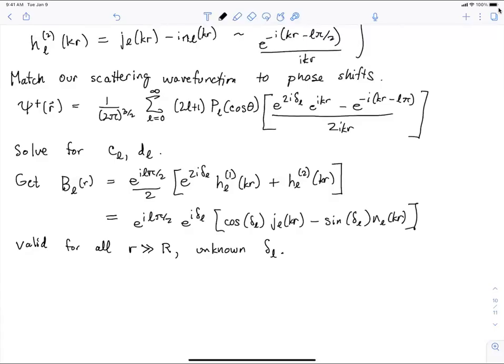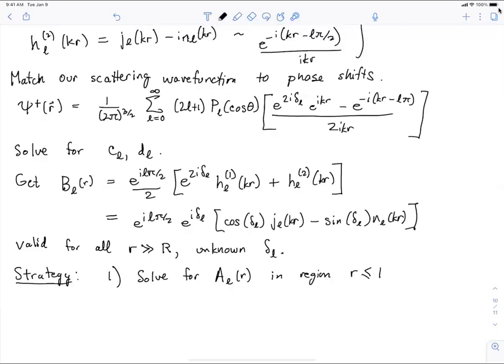Okay, so now we can write down what the strategy is for solving these types of problems. One is, we've got B sub L in terms of just one thing, and that's the phase shift, and we need to find out what the phase shift is. So the first thing we need to do is solve for the other function, AL, that's the function in the region R less than or equal to big R. Okay, and that is the thing that's usually the hard part. That's difficult, or at least it might be difficult.